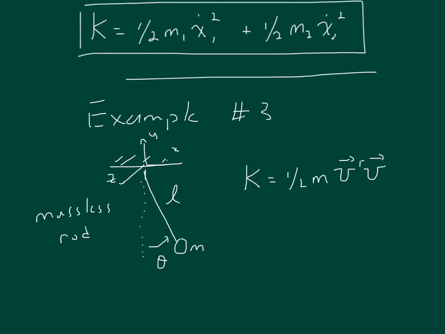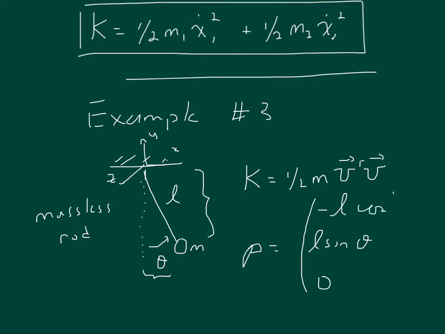So the easiest way to compute the velocity is to first compute the position. So the position vector here is going to be equal to, so in the z direction, we'll assume it's in a plane. And then in the x direction, this distance here is going to be L sine theta. And then in the y direction, this distance is going to be, because y points up, negative L cosine theta.